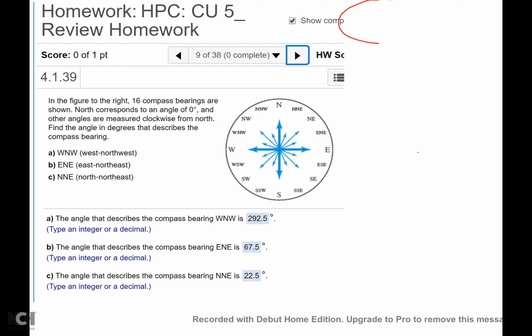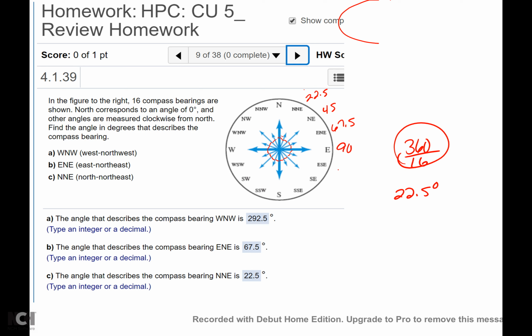Well, what you have to do is you figure there's 360 degrees in an entire circle. They've cut this up into 1, 2, 3, 4, 5, 6, 7, 8, 9, 10, 11, 12, 13, 14, 15, 16 pieces. So if I take 360 and I divide it by 16, I get 22.5 degrees. So each one of these bearings is 22.5 degrees. So 22.5 plus another one would be 45. Well, north northeast would be 22.5. Northeast would be 45. Plus 22.5, that would make this 67.5. Plus 22.5 makes that 90.